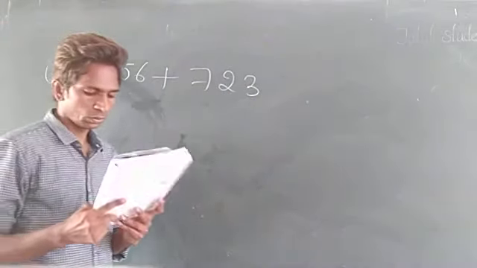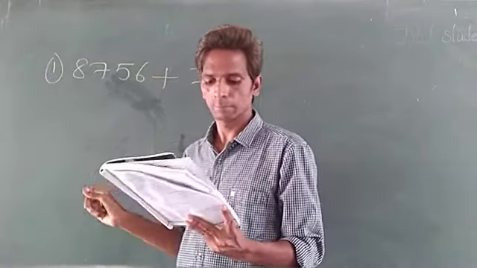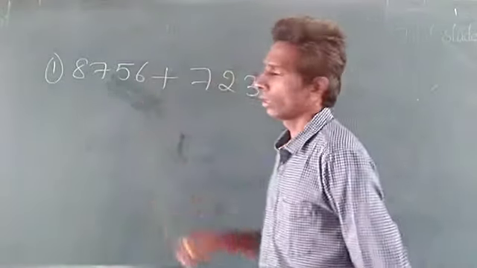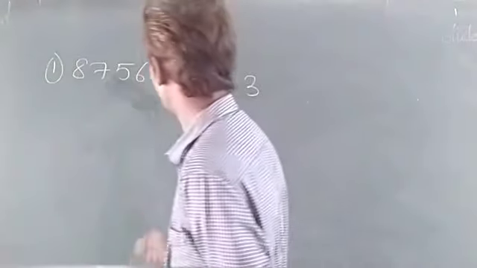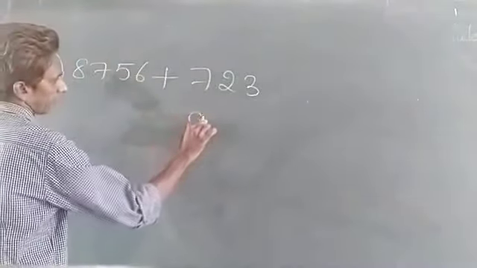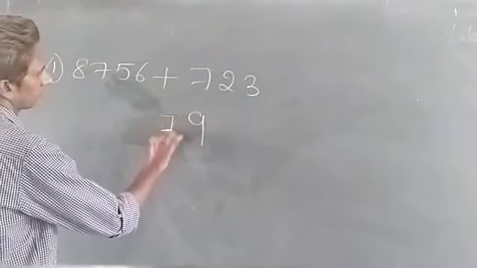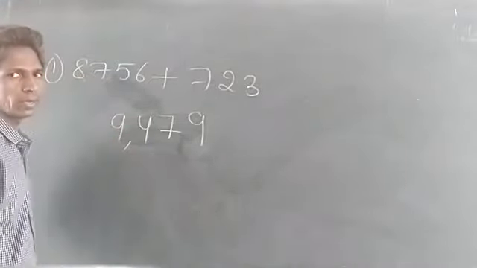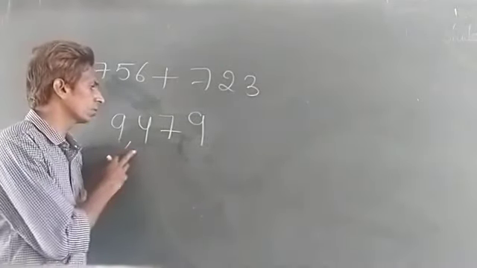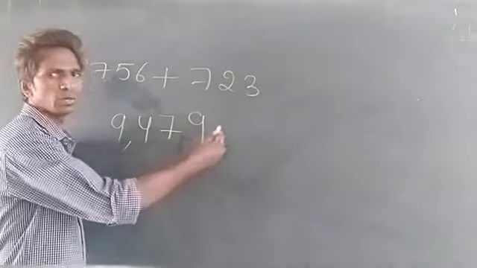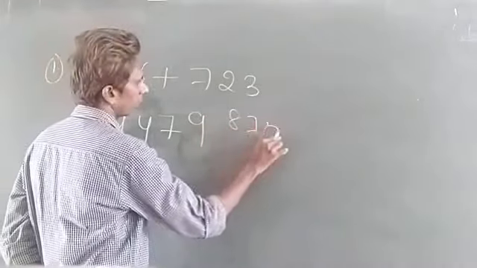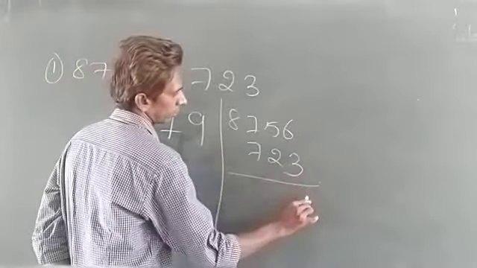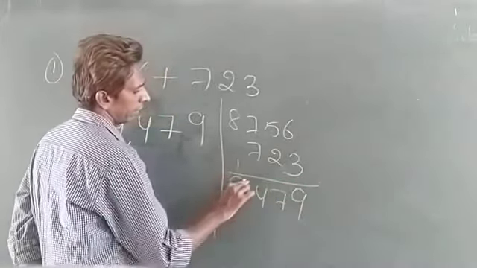So this is our question. You want to add, estimate the sum by rounding. Estimate the sum by rounding and verify the result. See, you want to add the two numbers. So what is the addition? By adding these two numbers, what is the value? 9479 is there. So like this also you can add.